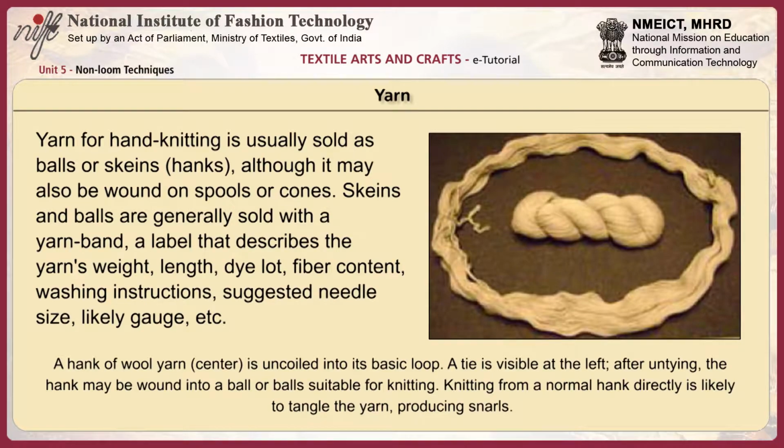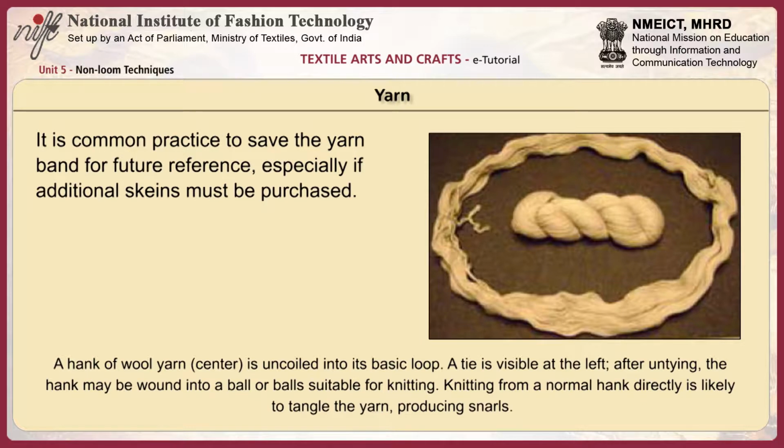Yarn for hand knitting is usually sold as balls or skeins or hanks, although it may also be wound on spools or cones. Skeins and balls are generally sold with a yarn band, a label that describes the yarn's weight, length, dye lot, fiber content, washing instructions, suggested needle size, likely gauge, etc. It is common practice to save the yarn band for future reference, especially if additional skeins must be purchased.